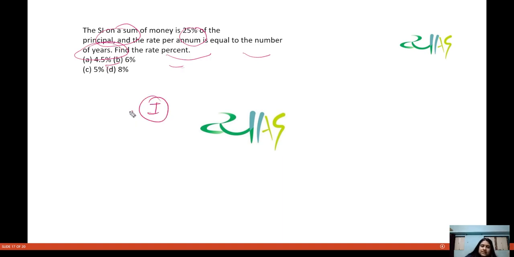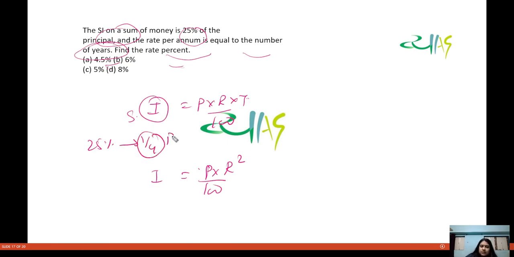So you know simple interest SI is equal to P into R into T by 100. Now this rate and time, that is equal to the number of years, so you can write it as R square. So you have PR square divided by 100. And it is given that simple interest is 25% of the principal. So 25% means 1/4 times of P. If anybody says that this is 25% of this, that means that is 1/4 of anything. So this simple interest I is 1/4 of the principal.